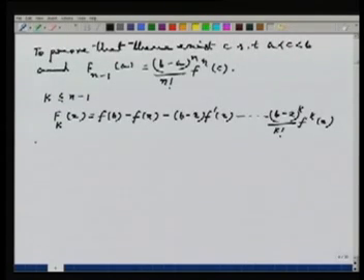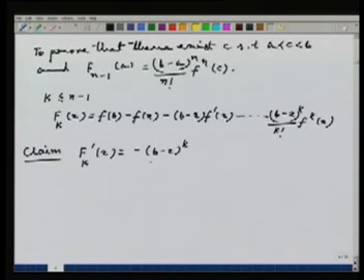Now, first thing I claim is, so this is my claim. The claim is that F_k prime at x is equal to minus (b minus x) to the power k by factorial k times f^(k+1)(x). To prove this, we can actually proceed inductively.